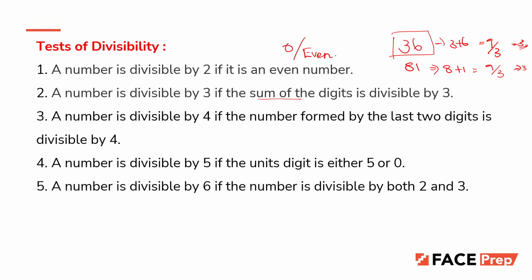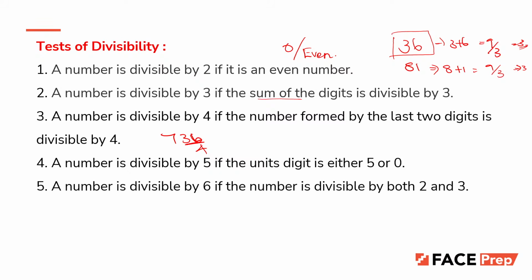Now let's go for the number 4. For 4 we have to check only the last two digits. Let's take the number 736. I have to check whether the last two digits are divisible by 4 or not. I know that 36 is divisible by 4, 9 times, right? So we can tell that 736 is also divisible by 4.